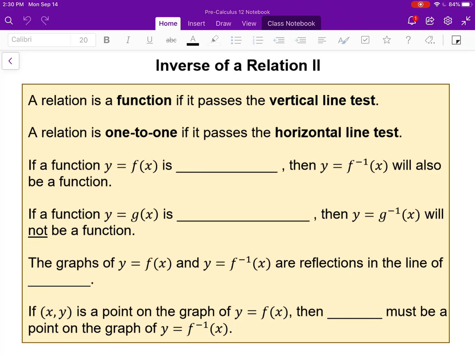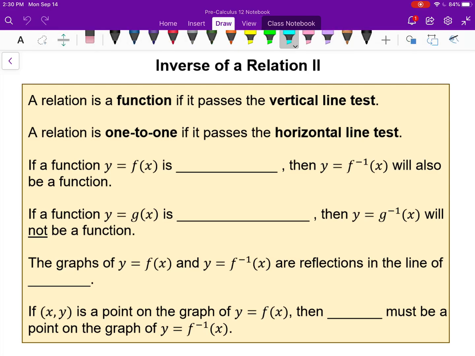What's probably new is this horizontal line test, which tells you if something is one-to-one. But the way it works is the exact same. If you can imagine a horizontal line going through more than one point, it is not one-to-one. Otherwise, it is one-to-one. And so if you understand the vertical line test, that tells you if something is a function. In the same way, we can use the horizontal line test to determine if something is one-to-one. But why does it matter if something is one-to-one?